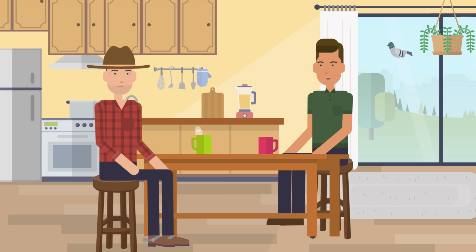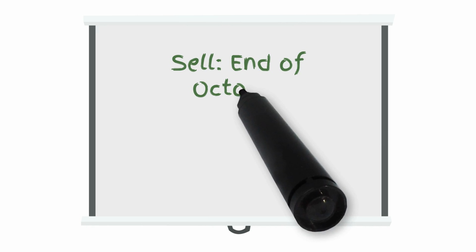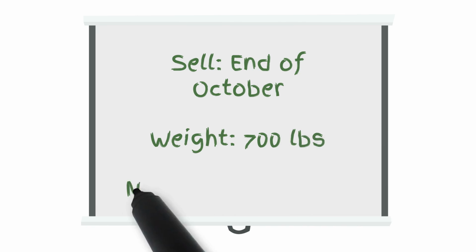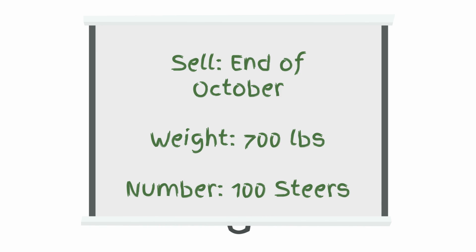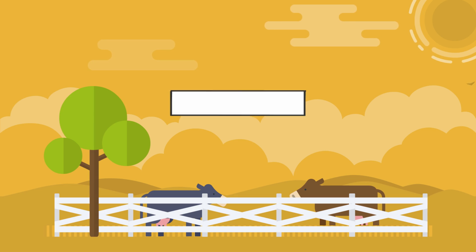Let's walk through an example from your operation. Can you tell me when you usually market your cattle, what they usually weigh when you sell them, and how many you sell? Sure, I usually sell around the end of October. They should weigh about 700 pounds, and let's start with 100 steers. That's great. There are a few terms to understand as we begin.